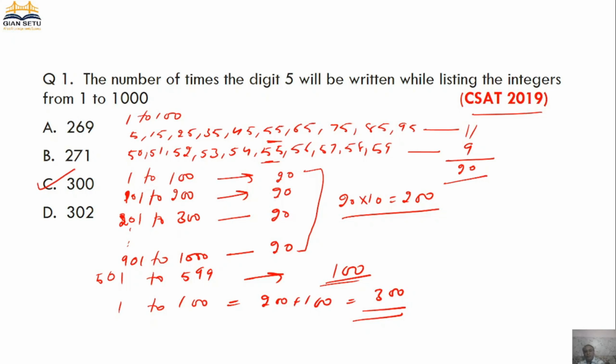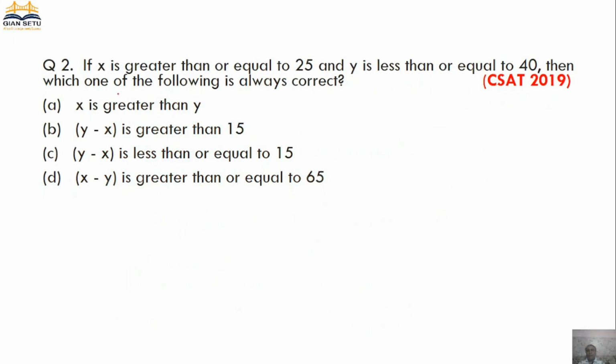Now let's see question number 2. If x is greater than or equal to 25 and y is less than or equal to 40, then which one of the following statements is always correct? This question was asked in UPSC CSAT 2019. Now to solve this question, we evaluate all these statements one by one.